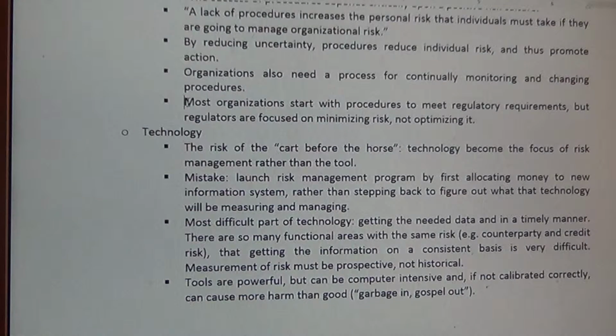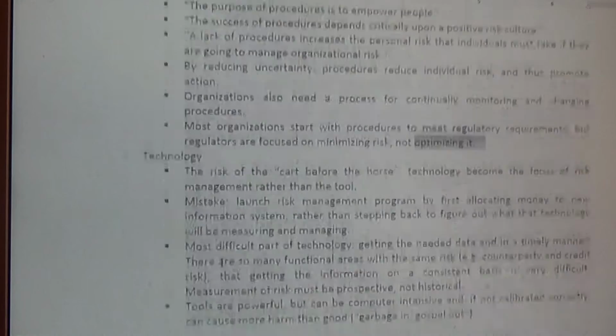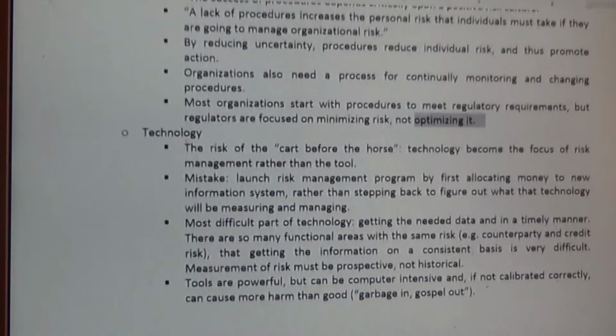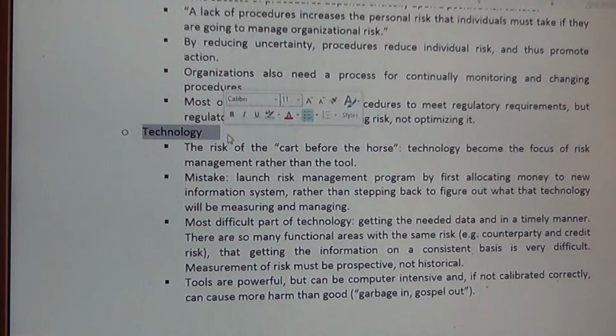A lot of organizations start with their procedures by saying, well, what do our regulators require? But the problem with that is regulators are focused on minimizing risk, not optimizing the value of the firm. So that can be a dangerous approach. But once you have those procedures and you have the culture, then, and not before then, you talk about spending money on technology to help you monitor what's going on in the organization.